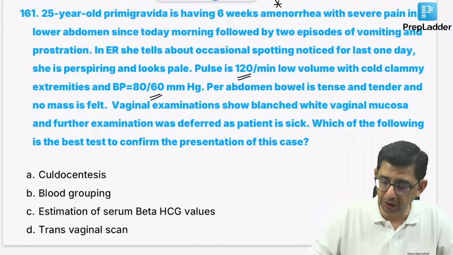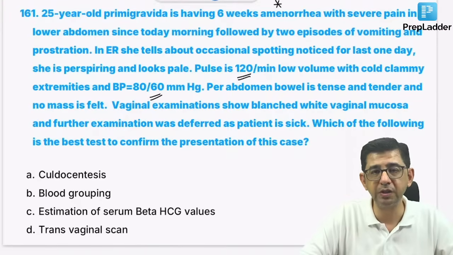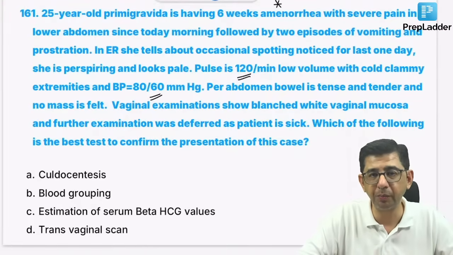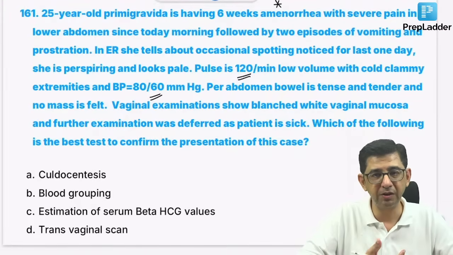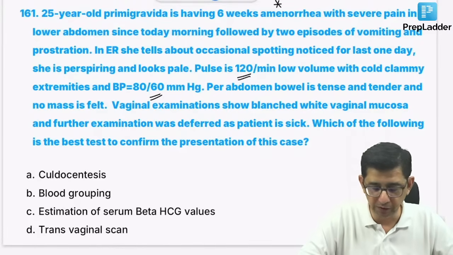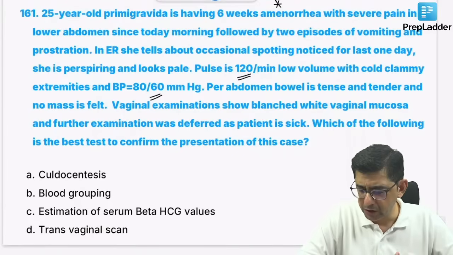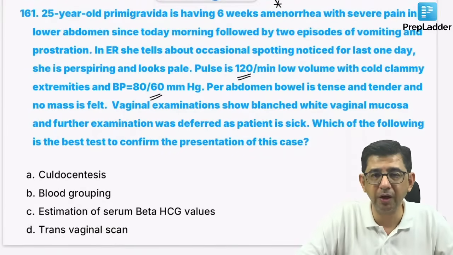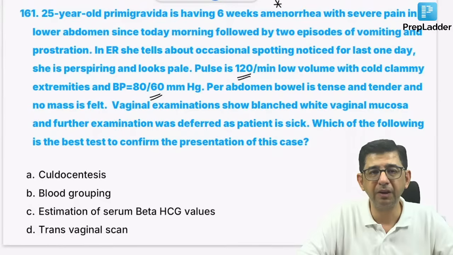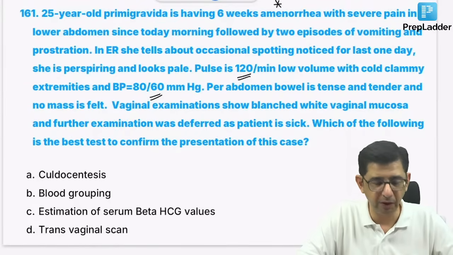Anytime you read a question on amenorrhea with a shock, you always have to think in terms of a ruptured ectopic pregnancy. And I'll repeat that statement. Anytime in a question of amenorrhea, there's a circulatory failure occurring, we have to think in terms of a ruptured ectopic. And there's a blanched vaginal mucosa because she's lost a lot of blood internally. And he says what is best to confirm the diagnosis.